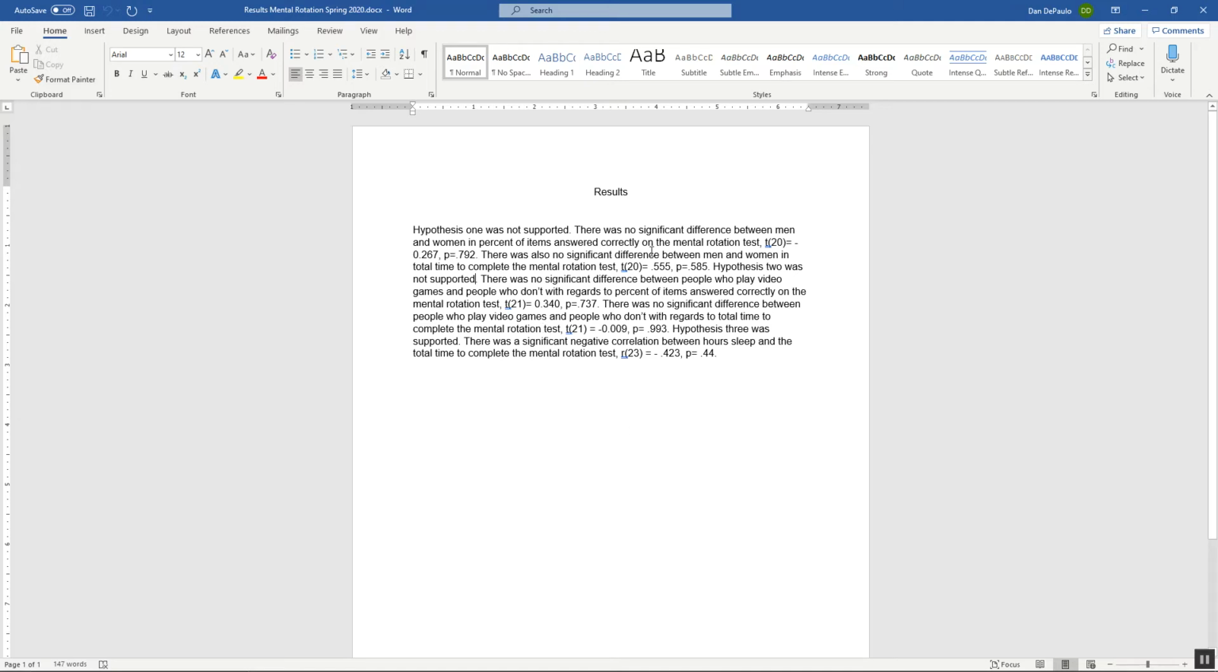There was also no significant difference between men and women in total time to complete the mental rotation test. So this is the total time it took you to solve the 10 problems. Once again, there was no difference between men and women. A, the sample was small, right? Only 22 people. B, the test was too easy.